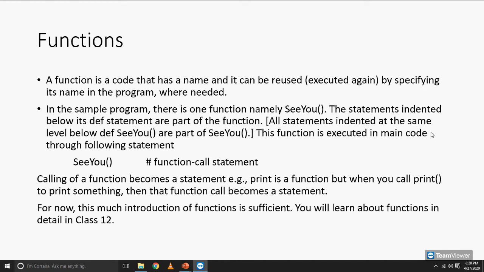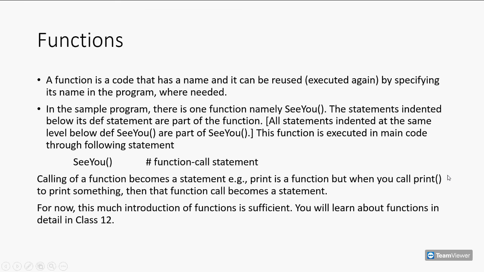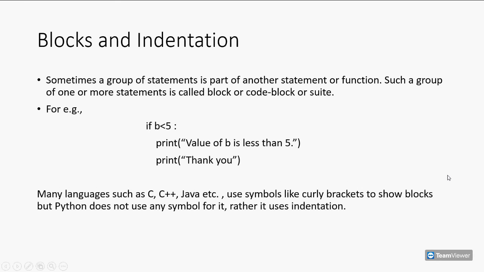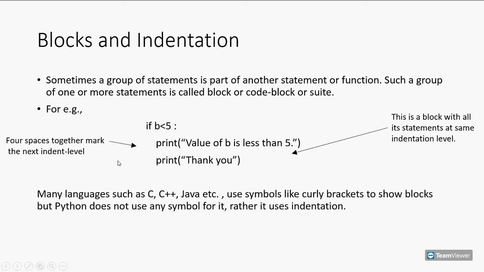So let's move on to the next topic, which is blocks and indentation. Sometimes a group of statements is part of another statement or function. Such a group of one or more statements is called a block or code block or a suite. For example, if b < 5: print value of b is less than 5, print thank you. So these two lines, the print statements, comprise a block with all its statements at the same indentation level, and 4 spaces together mark the next indent level.